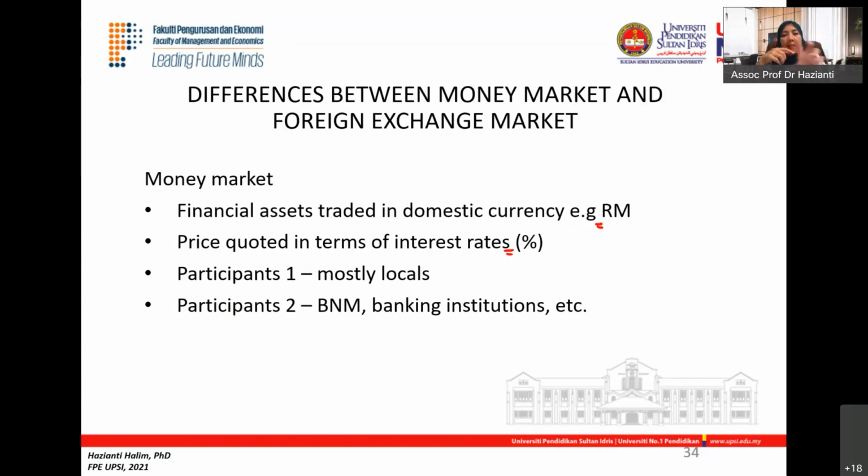So the interest, the principal plus interest, 1 million plus the interest, expressed in percentage. And participants, mostly locals. We also have Bank Negara, banking institutions. Okay, so these are the participants in our money market.